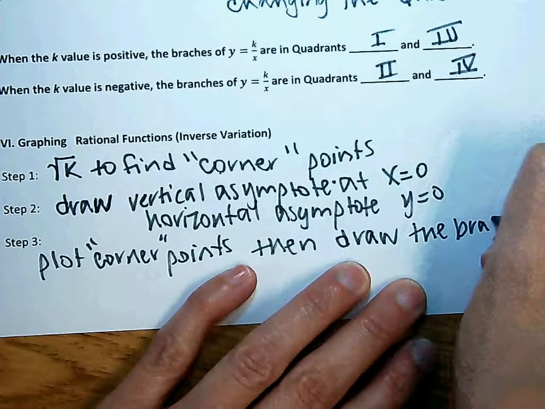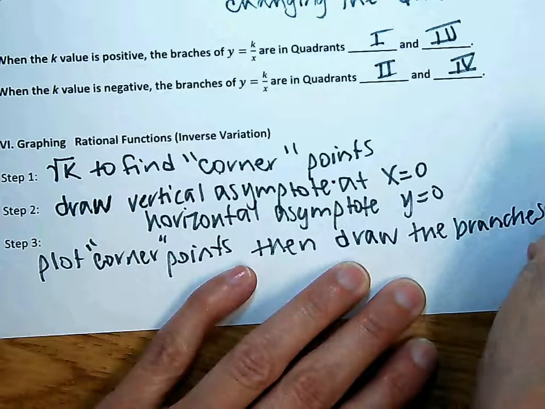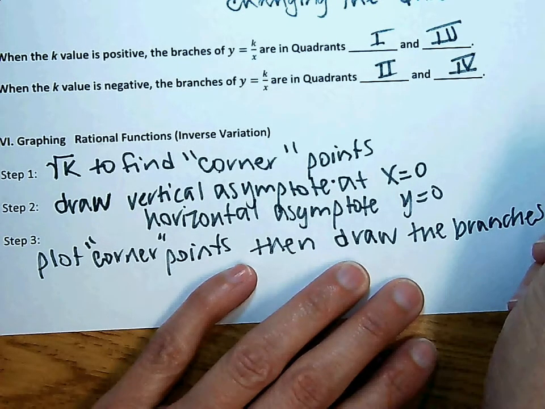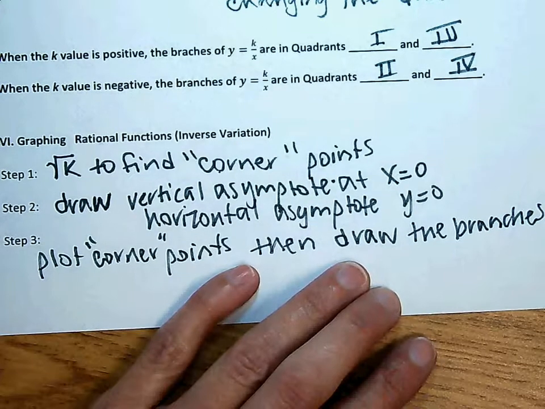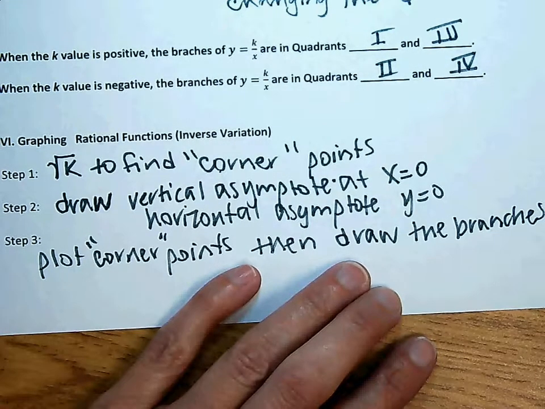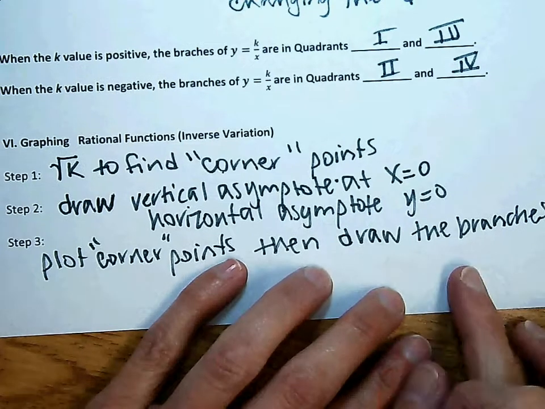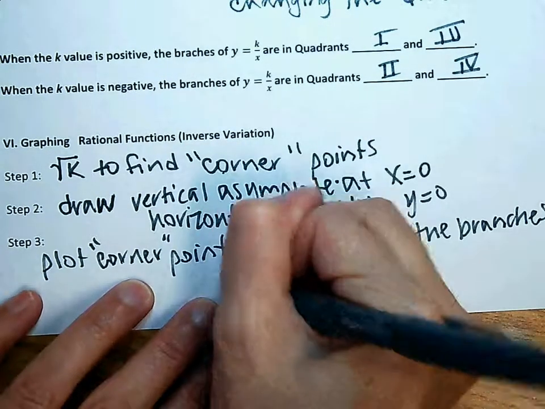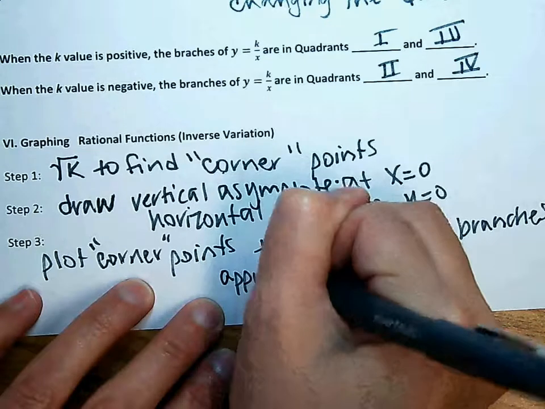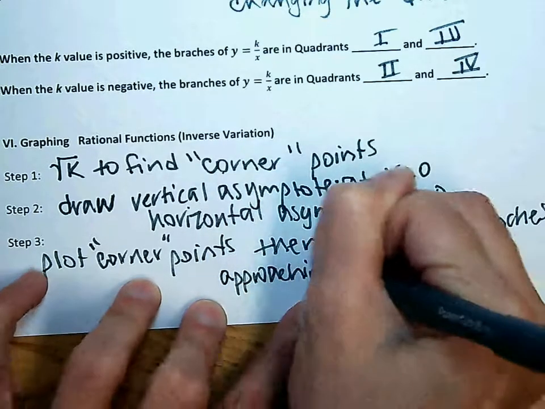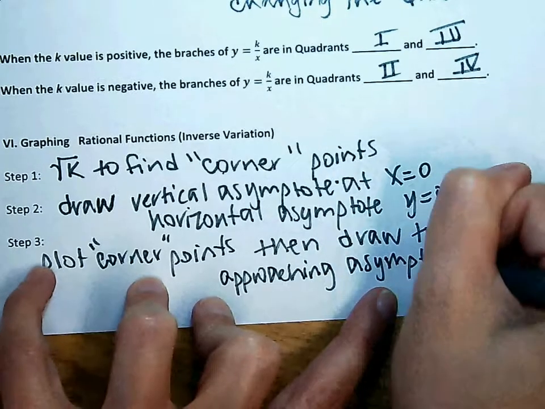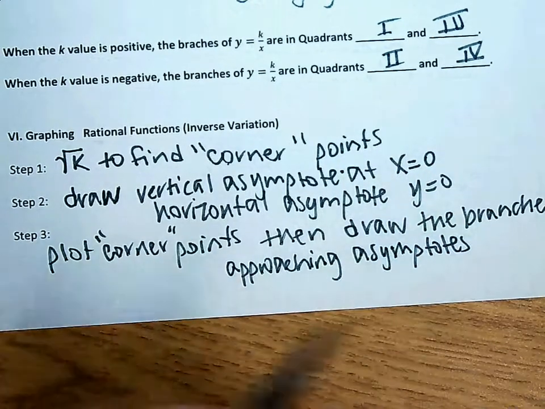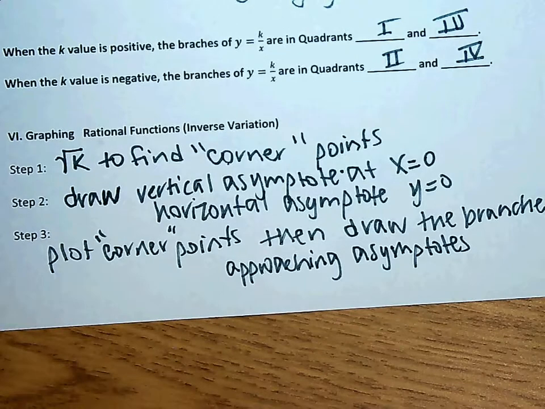What do the branches approach? The x and y axis, right? In this case, but in general it's your asymptotes. Okay? So you're going to draw the branches approaching asymptotes. Okay, so let's see what we can do with this guy. We have 2 to look at.